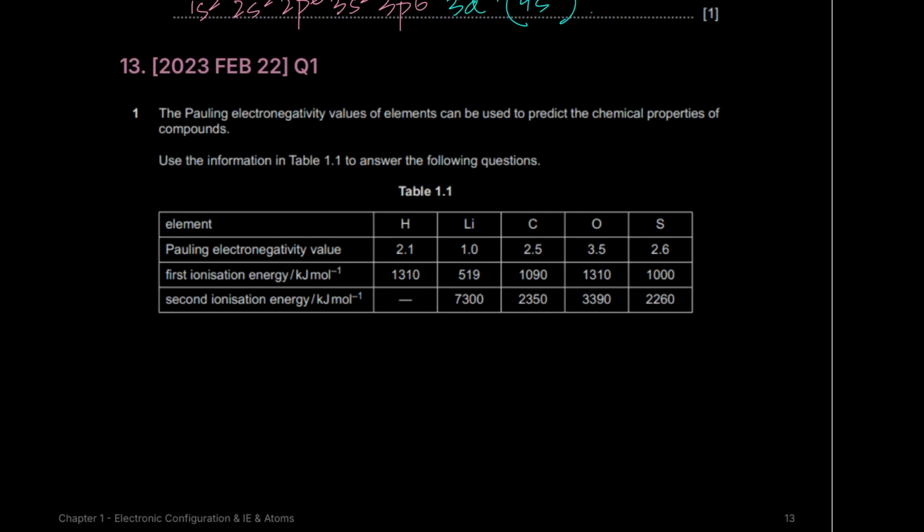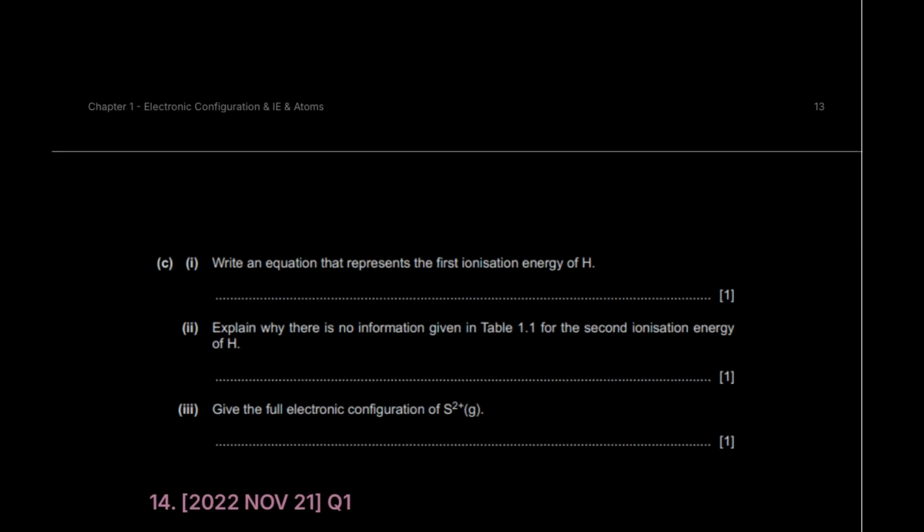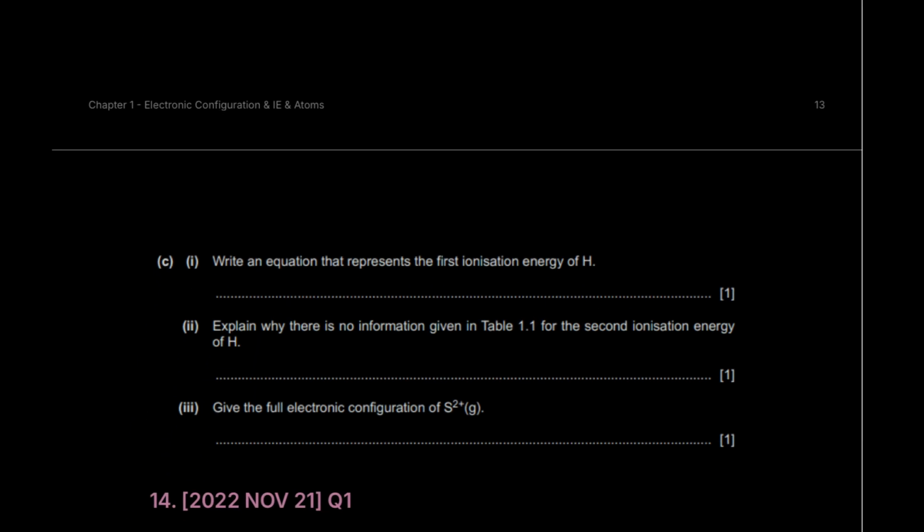The Pauling electronegativity values of the elements are used to predict chemical properties. We have not studied electronegativity yet. We'll study it in tomorrow's class. But it says write the equation which represents the first ionization energy of hydrogen. Well, hydrogen gaseous atoms gives me hydrogen positive ions by removal of 1 mole of electrons. Always write the charge on the electrons.